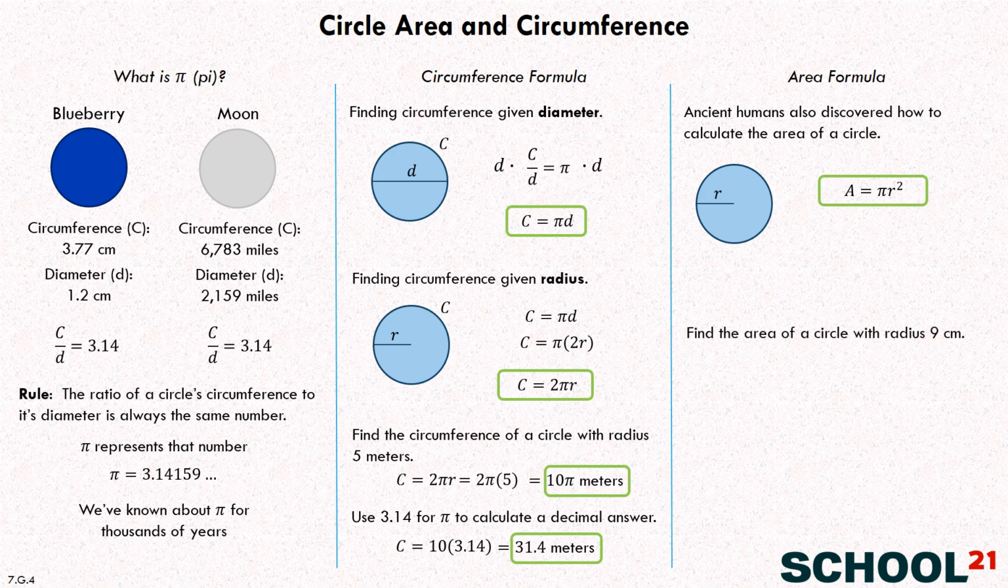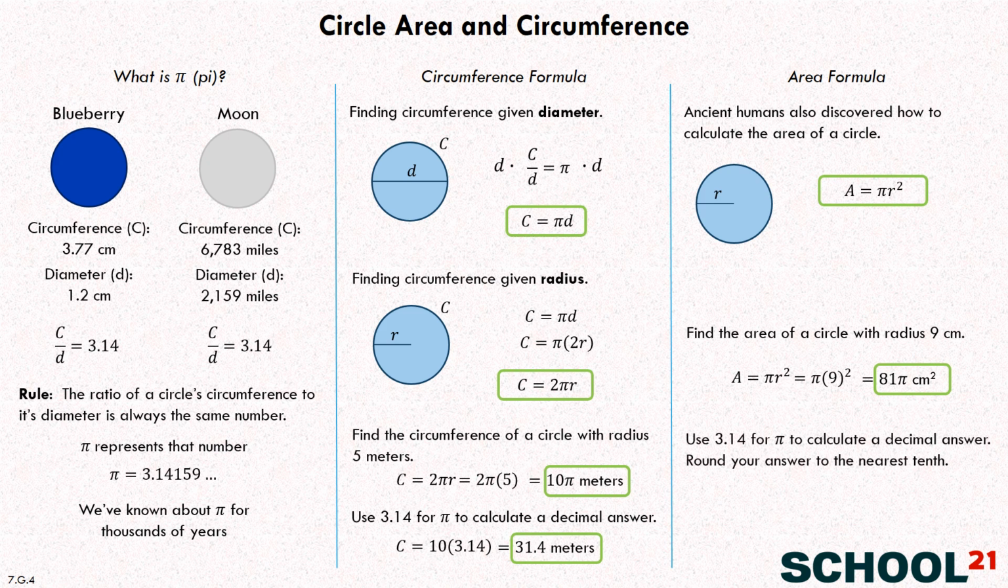And so let's do an example here. Find the area of a circle with radius 9 centimeters. Okay, so what are we going to do with that 9 centimeters? Right, we're going to put it into our formula, just like that. And then what's 9 squared? 9 times 9? Right, it's 81. So the area of that circle is 81 pi centimeters squared.